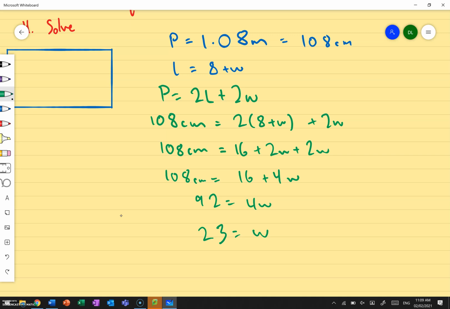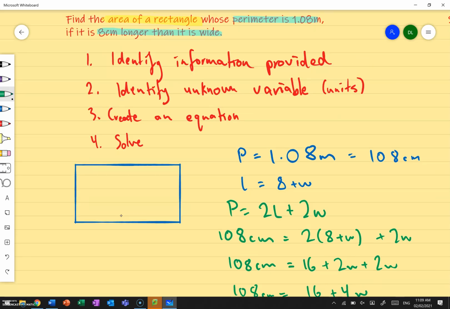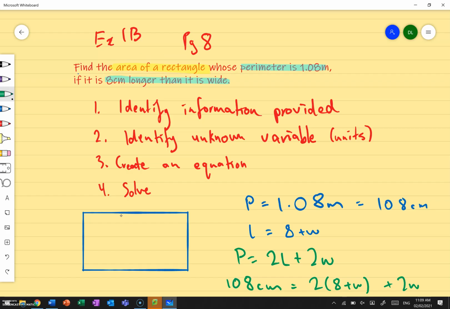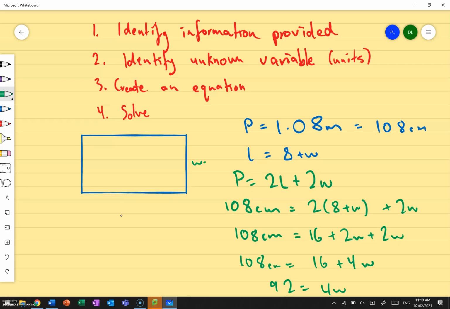Because we need to find the area. Perfect. We need to find the area. Remember, we identified the units of the variable. We're looking for the area, not the length of W or L. Awesome. So we know W is 23 centimeters. I'm going to write W is 23 centimeters here. If W is 23 centimeters, what is my length? 31 centimeters. Easy. I'm just adding on 8. So L equals 31 centimeters.